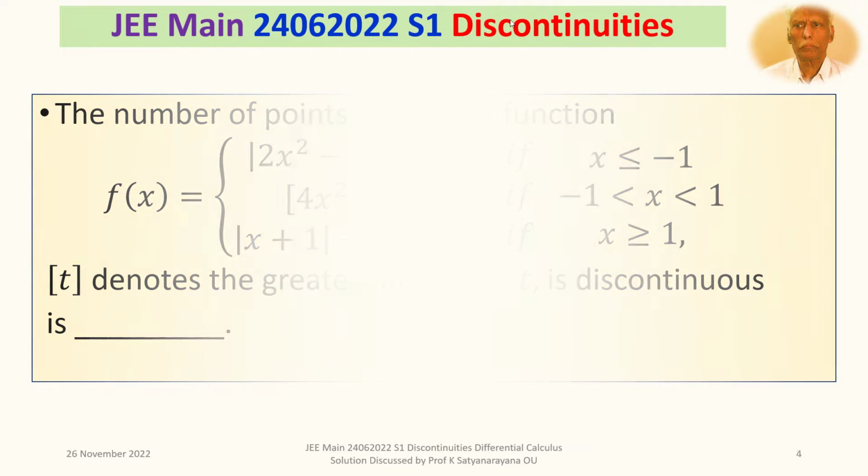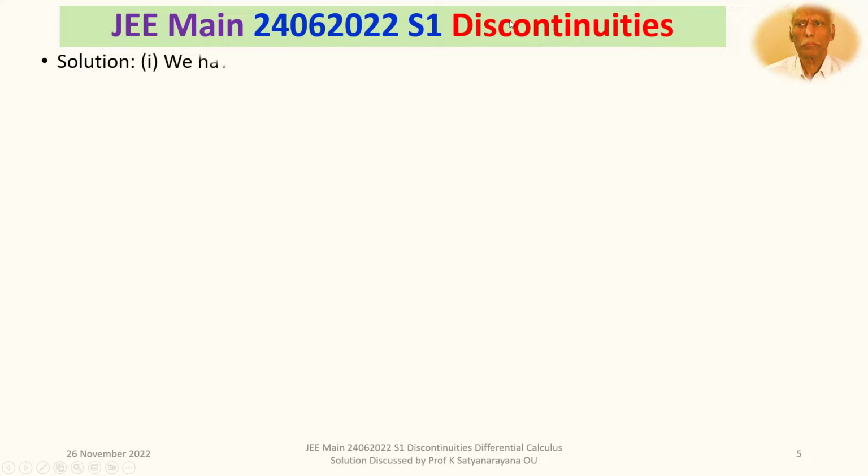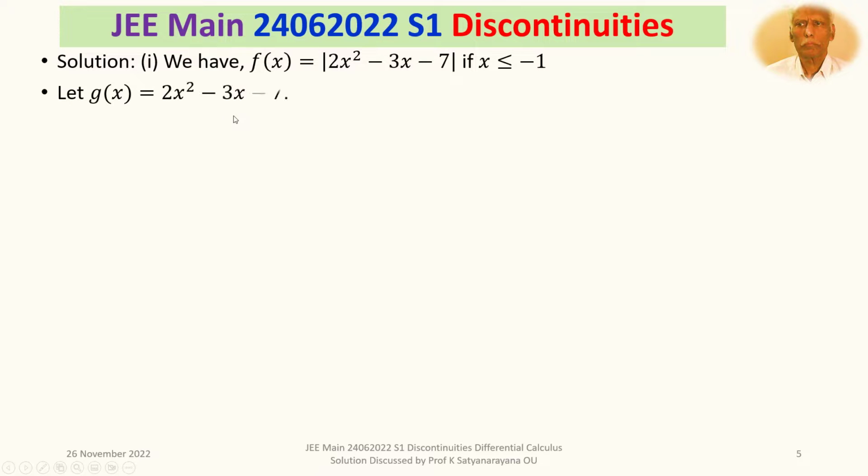We now discuss the solution of the problem in detail. The given function is defined in a piecewise manner in 3 steps, and this is your first step. That is, case 1 we take. We have f of x is equal to mod of 2x square minus 3x minus 7 if x is less than or equal to minus 1. And let us take g of x to be equal to 2x square minus 3x minus 7.